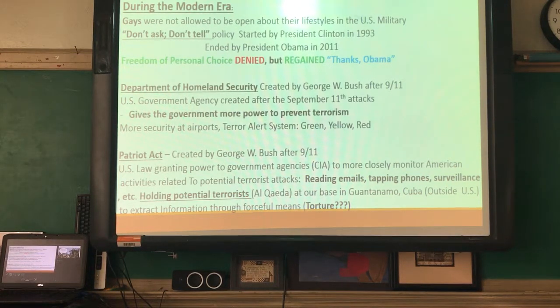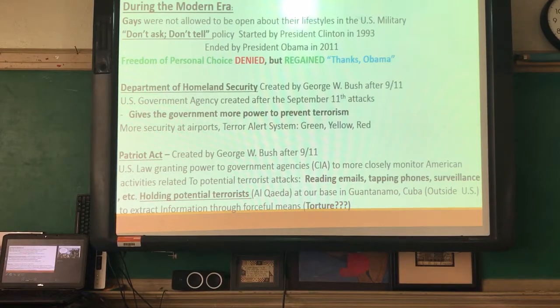This law grants power to government agencies to closely monitor American activities related to potential terrorist attacks, which means if you are doing something or reading something about terrorism, or you're reading articles on your Facebook page about terrorism, and you like one, the government is going to be able to track you. They read your emails. They tap your phones. They might get a camera out on you. The CIA might come to your door and ask you some questions. This is all ways that the Department of Homeland Security gathers information about terrorists. They're basically violating your privacy. So another right being taken away.